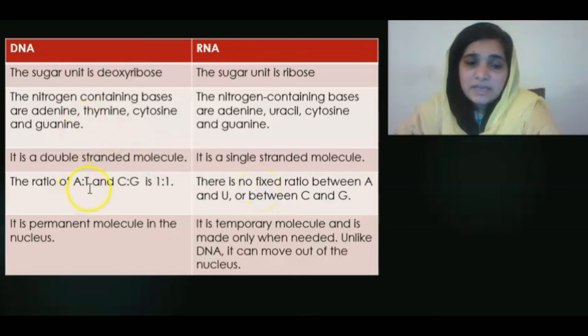So here adenine is paired with thymine. In the case of RNA, no thymine is present. Uracil is present in place of thymine. So adenine will pair with uracil, and G and C always pair with each other. DNA is a permanent molecule in the nucleus, while RNA is a temporary molecule and is made only when needed. Unlike DNA, it can move out of the nucleus.